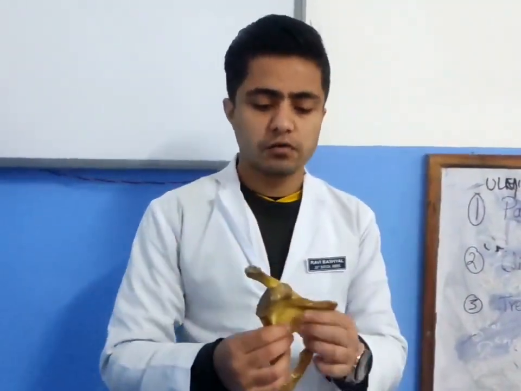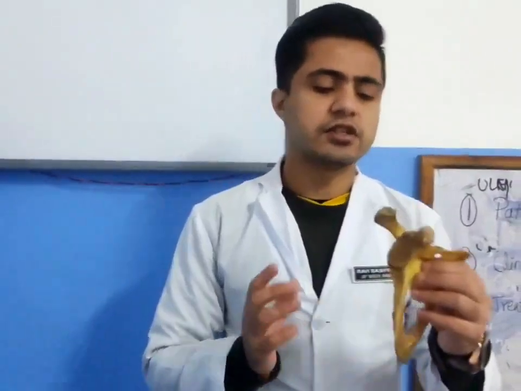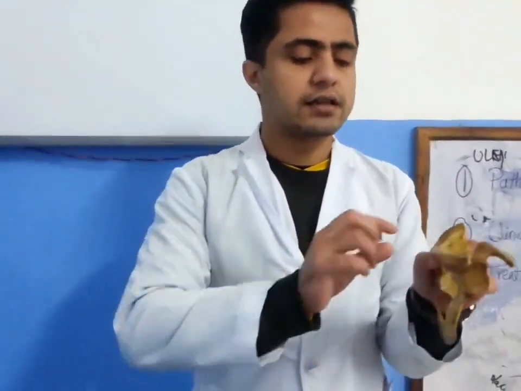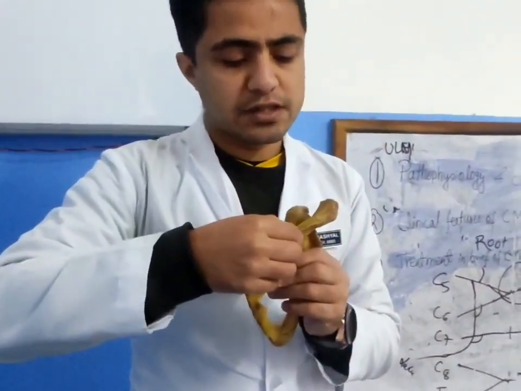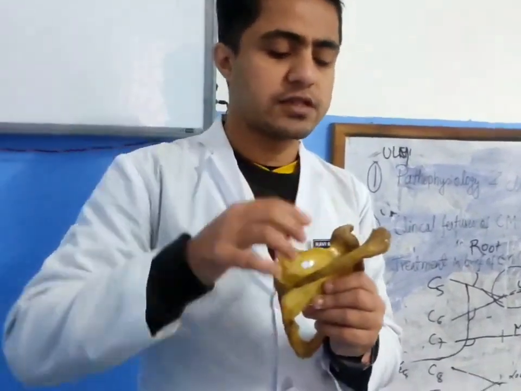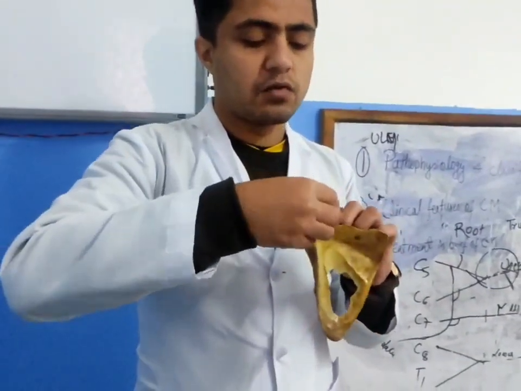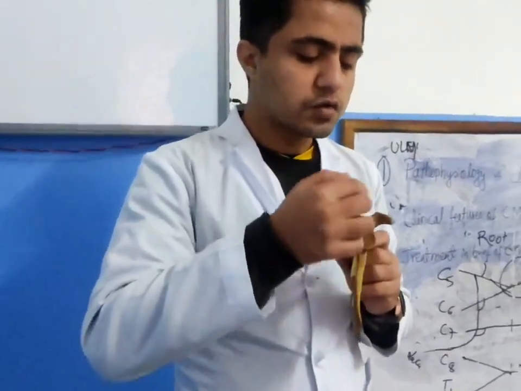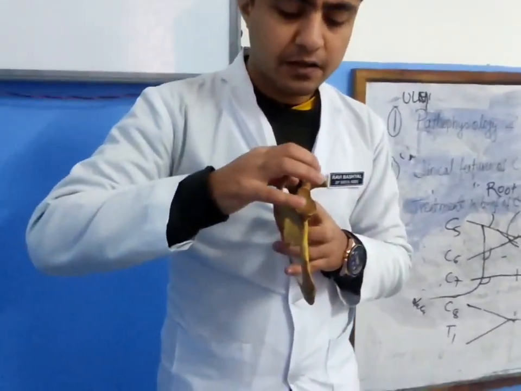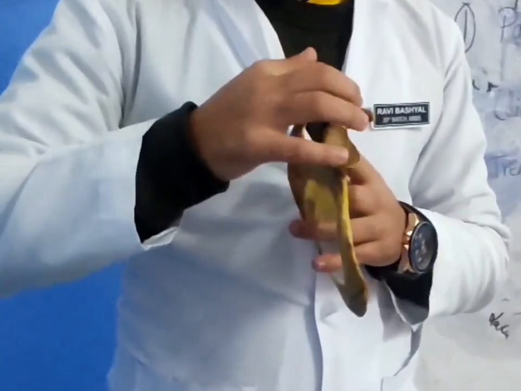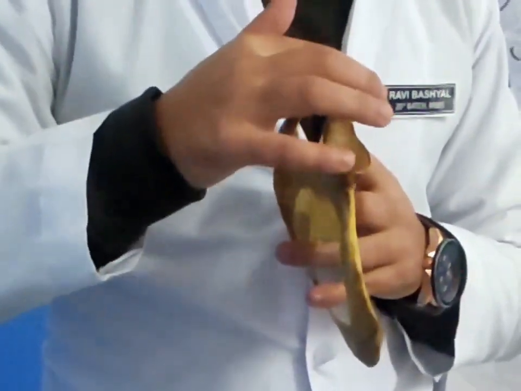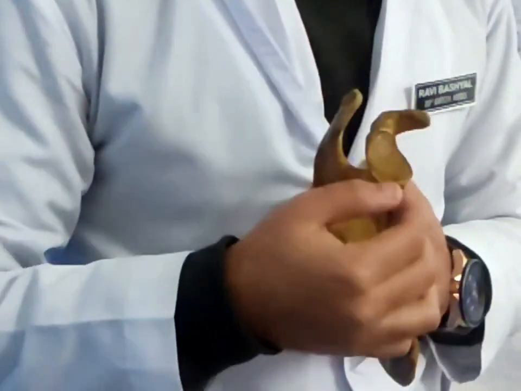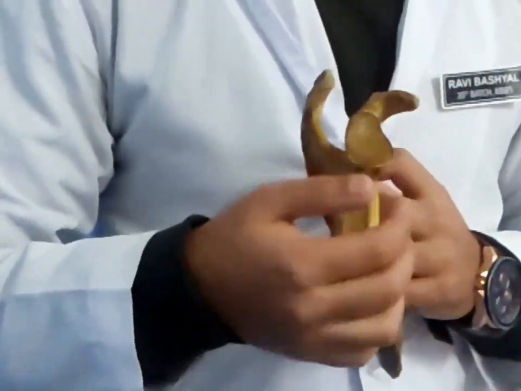Now, talking further about the scapula, you can see there are three processes on it. What are they? This is the spinous process, which elongates and forms the acromion process. This is the coracoid process. Here is the glenoid cavity. On the superior aspect of the glenoid cavity, you can see the supratubercle, and over here, this is the infratubercle of the glenoid cavity.